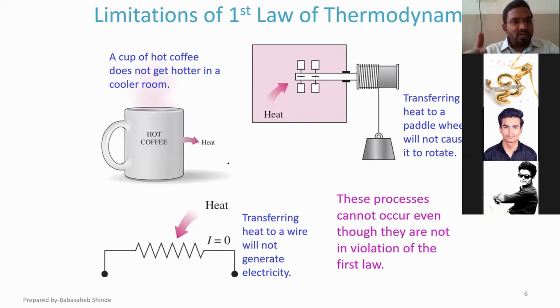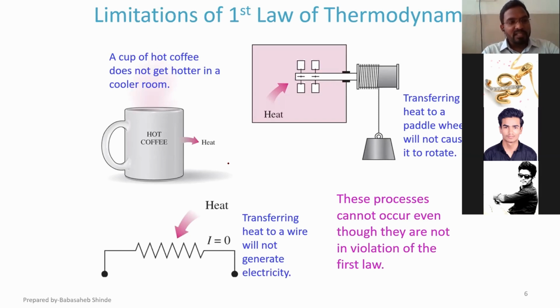Then it never talks about the direction of the process. Means if I keep a hot cup of coffee in an open atmosphere that is at lower temperature as compared to the coffee in the cup, we know that the coffee is going to get colder by transferring heat from the coffee to the atmosphere.